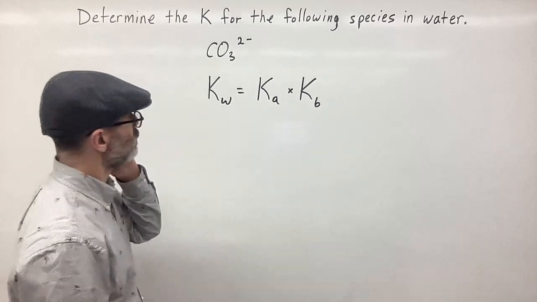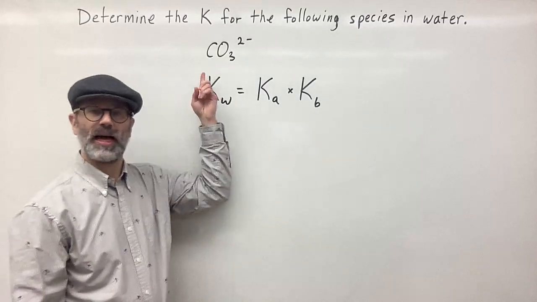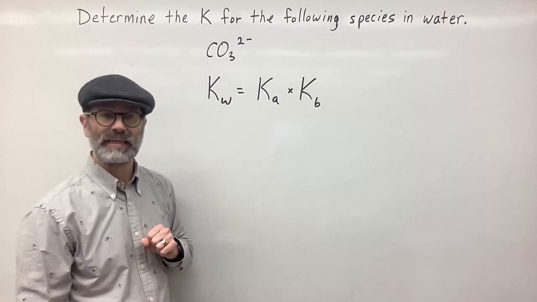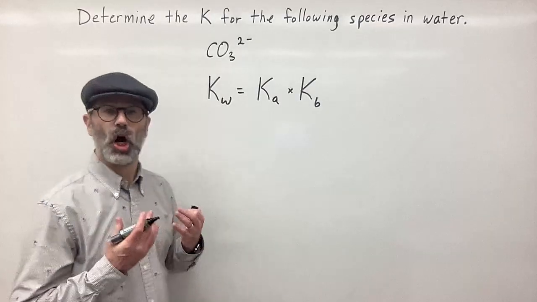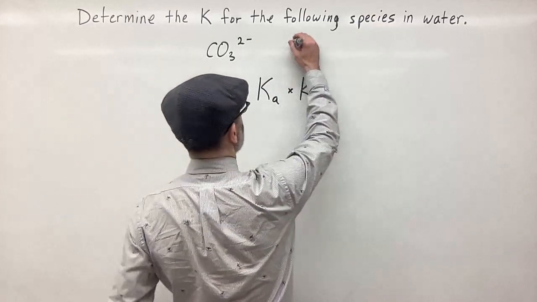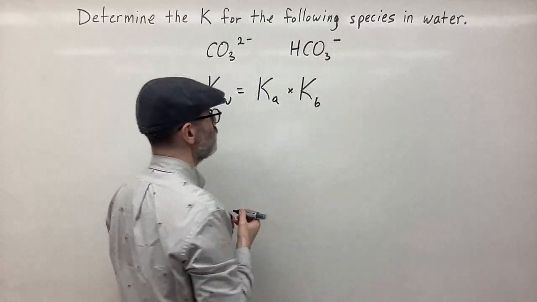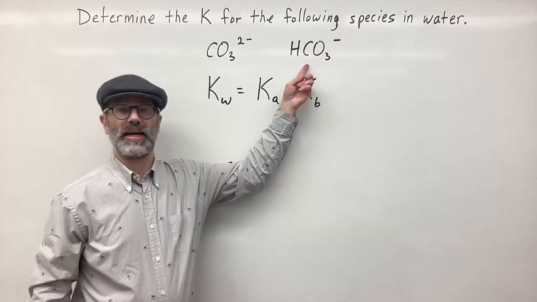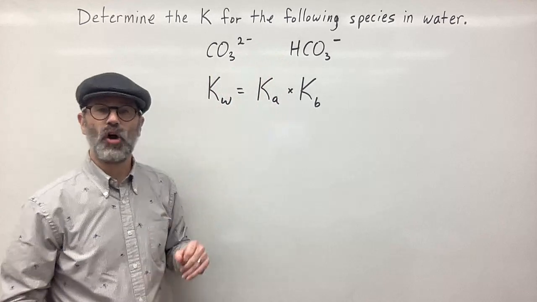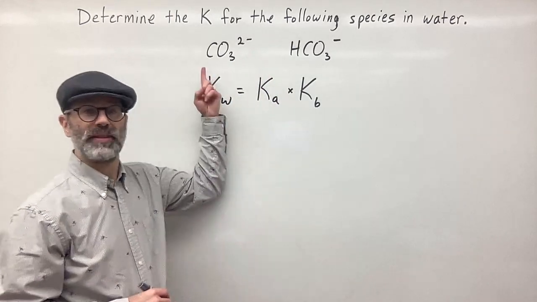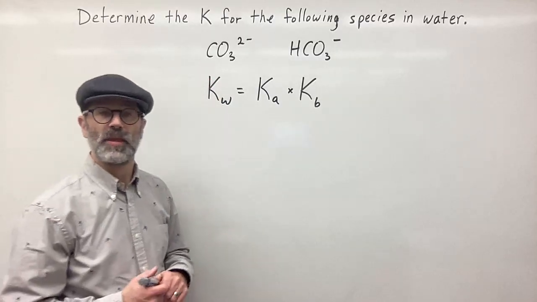So here we go to the carbonate ion, and you should notice that this is going to be the conjugate base of a weak acid, and that is the hydrogen carbonate ion, right? So you got HCO3 minus. And so this is a weak acid. This is the conjugate base of this weak acid. And so we can use that to help us determine what the K value, the equilibrium constant, is for the carbonate ion.